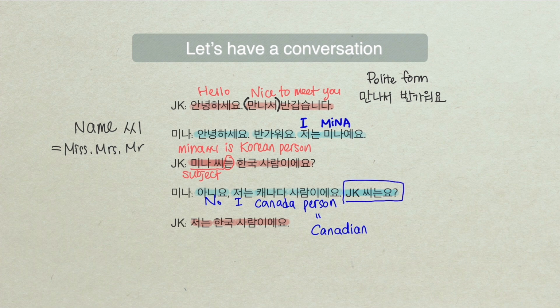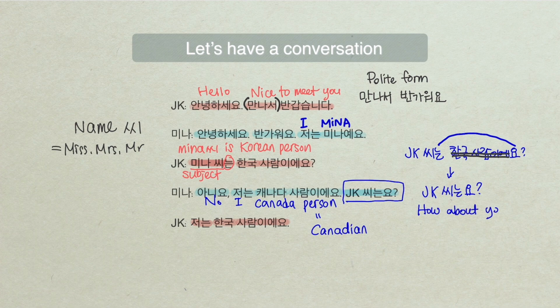And here, this expression, JK 씨는요? When you want to give a same question back to the person, like how about you or what about you? This is the expression that you can use. So instead of repeating whole sentence, you can just simply say JK 씨는요? This is like middle part of the sentence that you just dropped. And then JK 씨는 subject particle, and then 요 at the end to be polite. So JK 씨는요? That means how about you, JK?